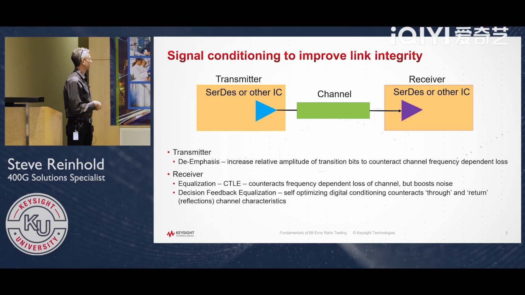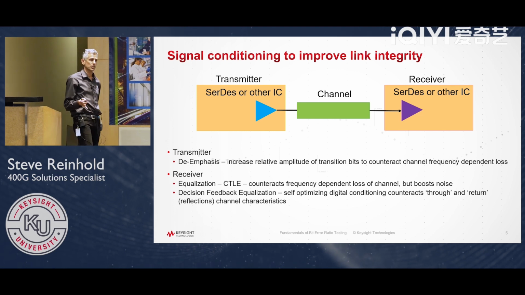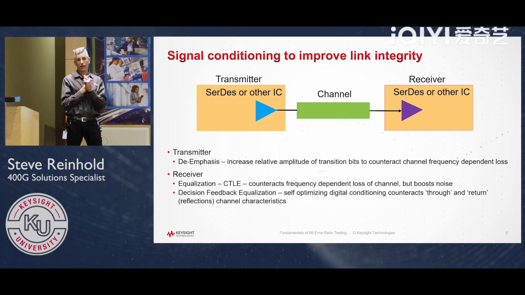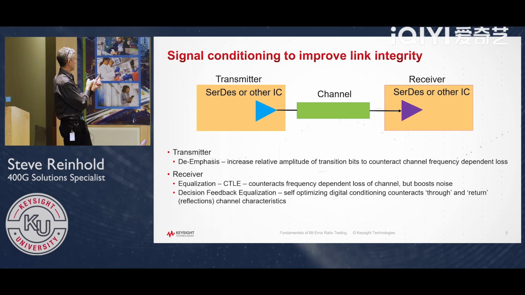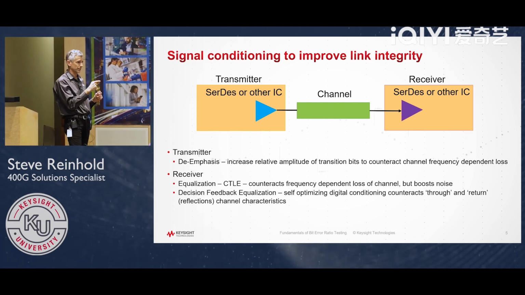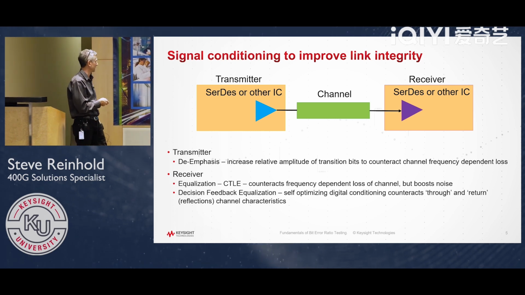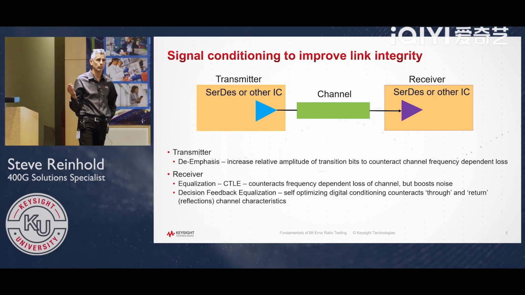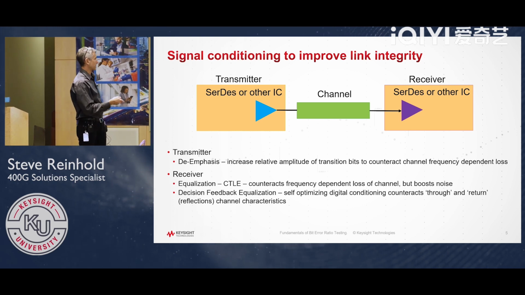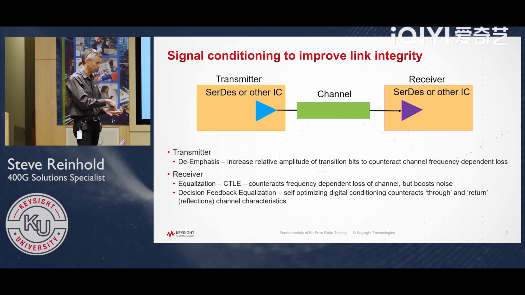And on the receiver, we have a couple different ways of equalizing the signal, and almost every communication channel these days uses both transmit equalization or de-emphasis, so pre-distortion of the transmitted signal, and receive equalization, which is generally in two categories. One is kind of a linear CTLE, continuous time linear equalizer, that counteracts frequency-dependent loss. So again, it kind of emphasizes the high frequencies versus the low frequencies.